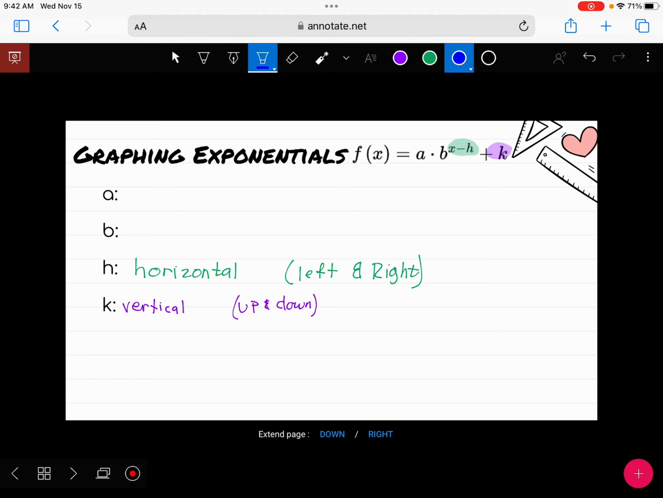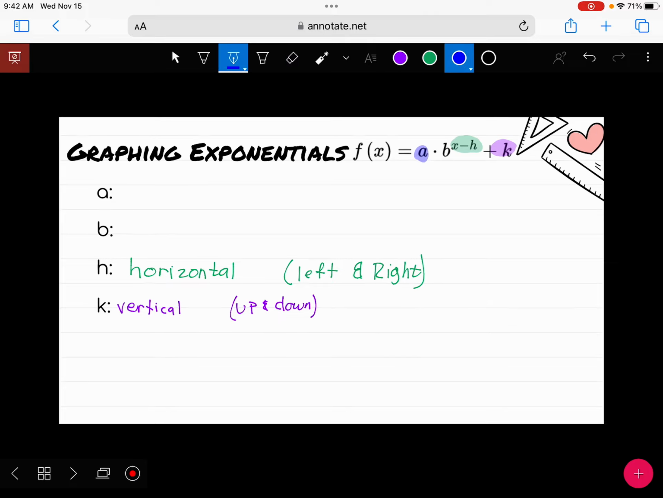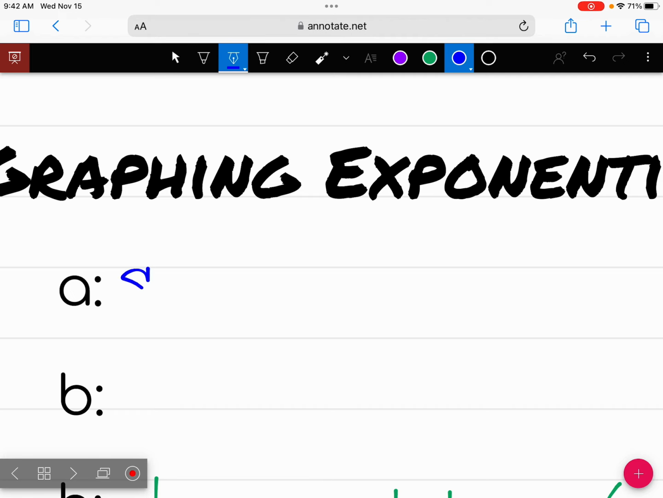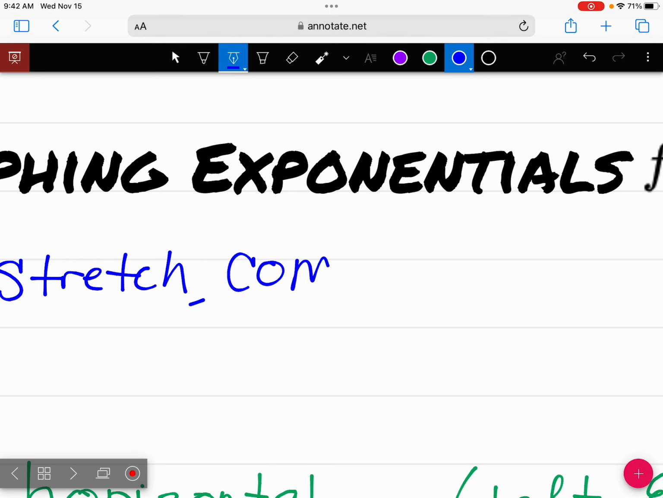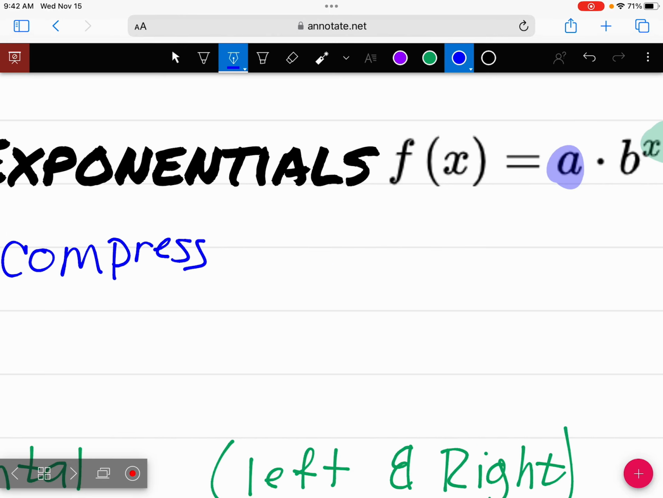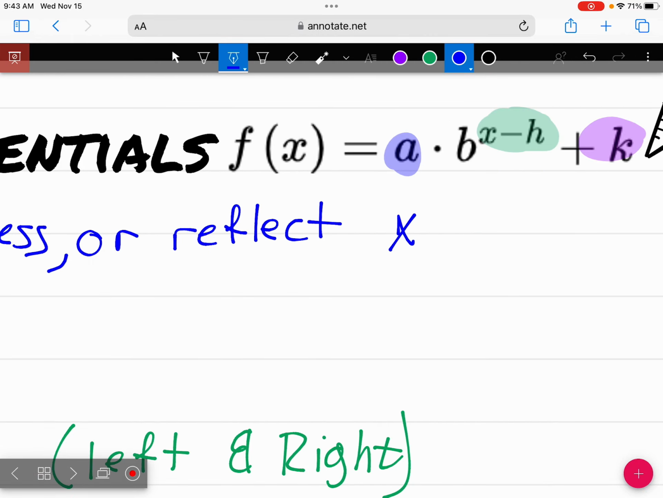All right. A, what is its job? Yep. So it's stretch, compress, or reflect. Be more specific on our reflect. Over the x-axis. Reflect x-axis. I don't care if you say over, by, with, whatever, which preposition you choose to use. Because of reflect x-axis.